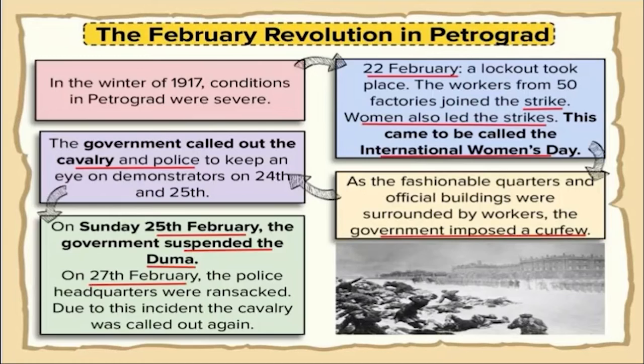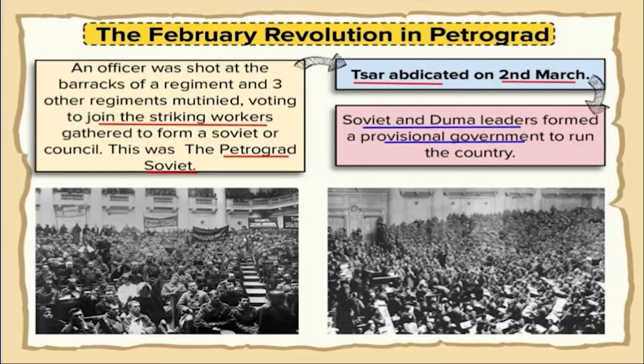Okay. What happened next was an officer was shot at the barracks of a regiment, and three other regiments mutinied, voting to join the striking workers, and gathered to form a Soviet or council. So an officer was shot, the people became quite furious, and the three other regiments came together and decided on an uprising. They said that we have to make a Soviet, and that Soviet was known as the Petrograd Soviet, which was formed by three regiments who came together after an officer was shot in the February Revolution.